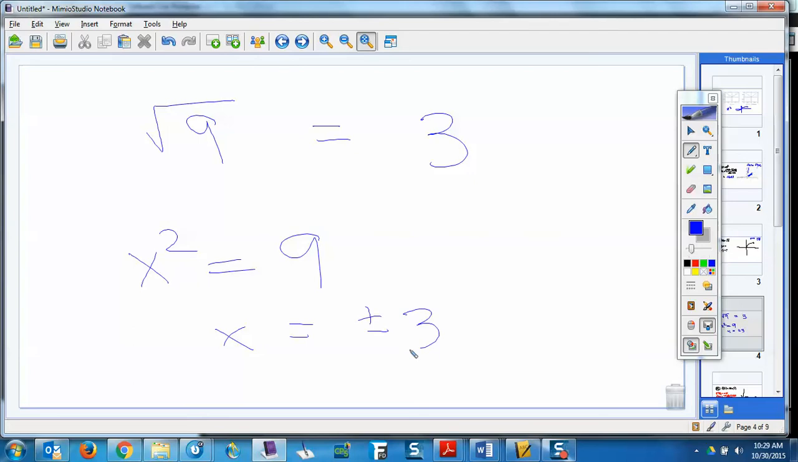When we take the square root of both sides of an equation, we have to do the plus or minus because x could be positive or negative here, and solve this equation because it works. Put a 3 in, it works. Put a negative 3 in, it works. It's plus or minus 3.